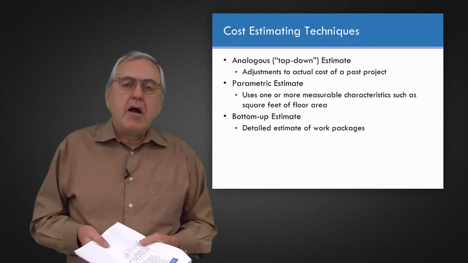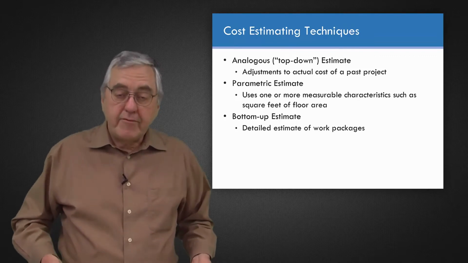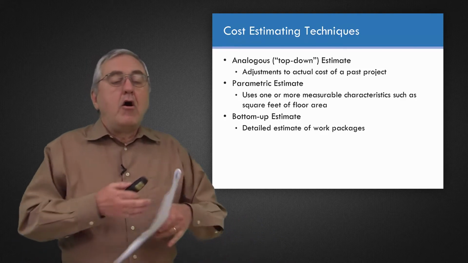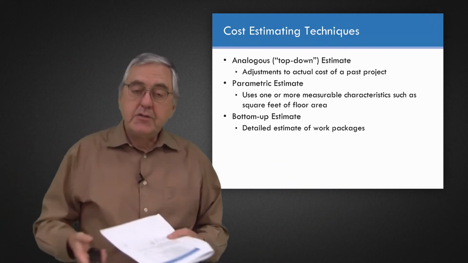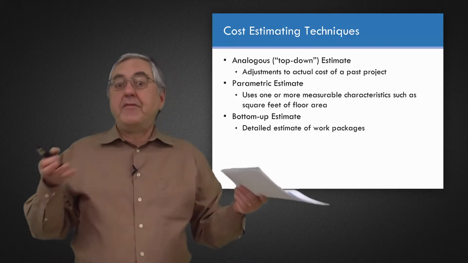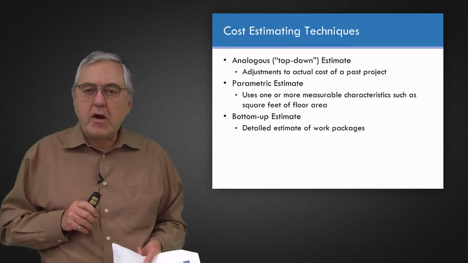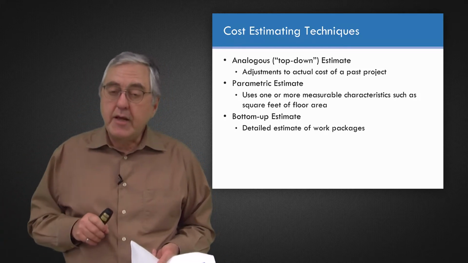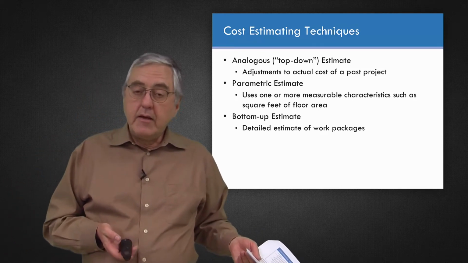Another one is bottom-up estimate. We call it bottom-up because this is literally from the bottom up. We have a detailed work breakdown structure. All the project is covered by that work breakdown structure. Each work package is estimated and we add them up. So it is probably more accurate than the analogous or the parametric. It's certainly more detailed, and by the way, it lends itself better to turning it into a budget.